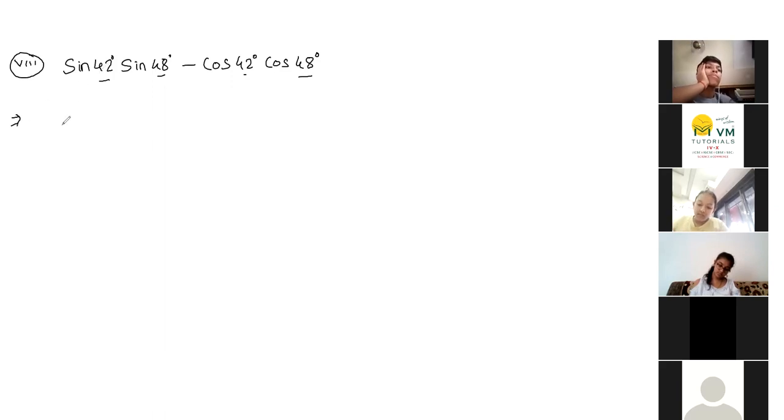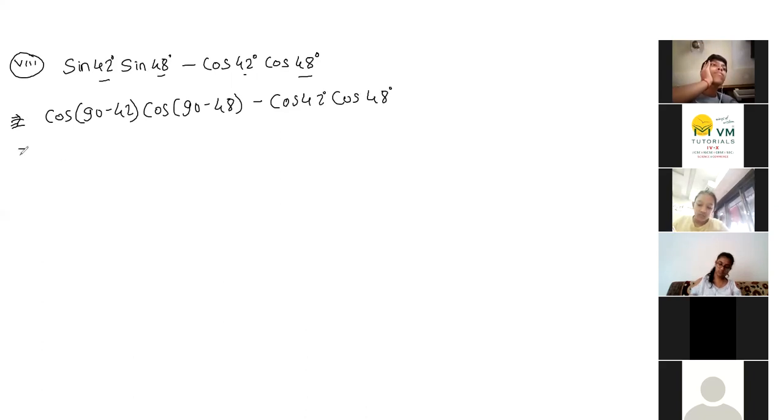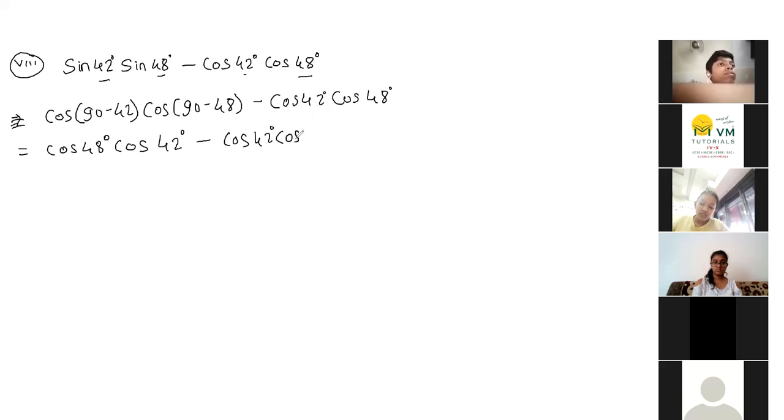So we will change the first one: sine 42, in the place of sine just write cos 90 minus 42. Then in the place of the other sine, cos 90 minus 48. The second side is as it is, cos 42 and cos 48. Now cos 90 minus 42 becomes cos 48, and cos 90 minus 48 becomes cos 42. And this one is cos 42 and cos 48. The left hand side and right hand side each have two terms. This is one term, this is another term. They are the same, one positive, one negative, both cancel. Your answer is zero.